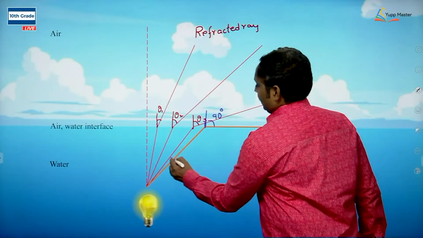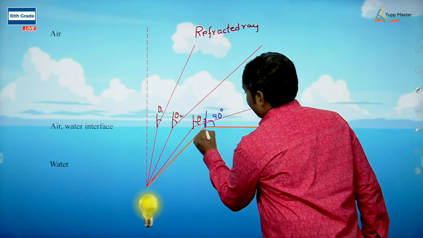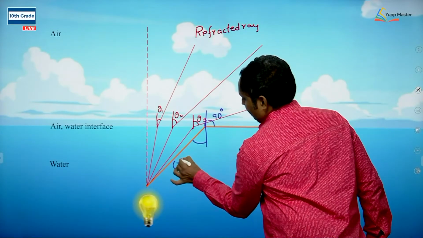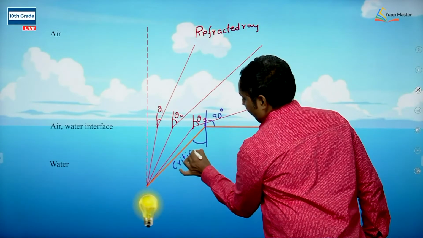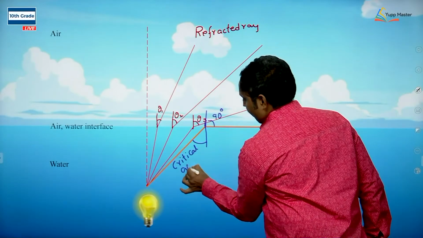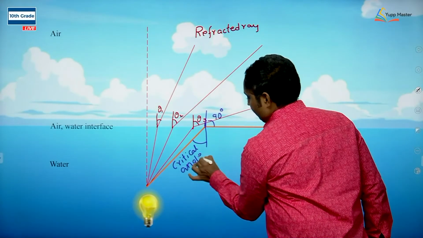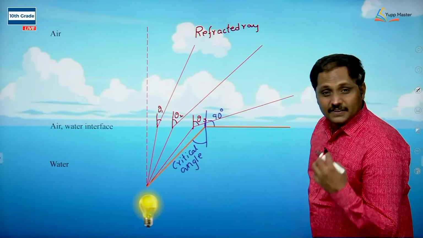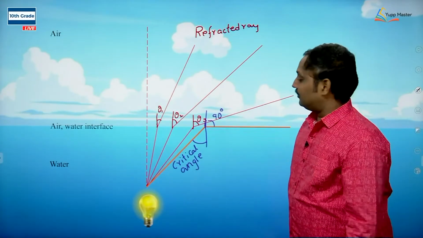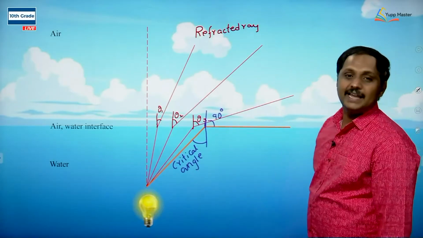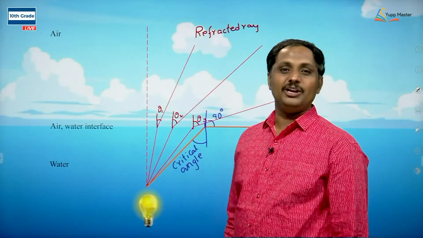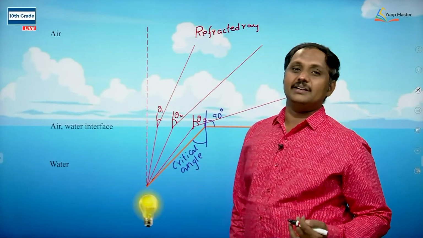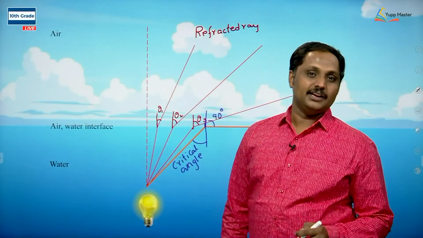Can you say this is the critical angle? Yes, this is the critical angle. The angle of incidence at which the angle of refraction becomes 90 degrees is the critical angle. Already we have discussed this. We did the problems and we have calculated the critical angle for different materials.